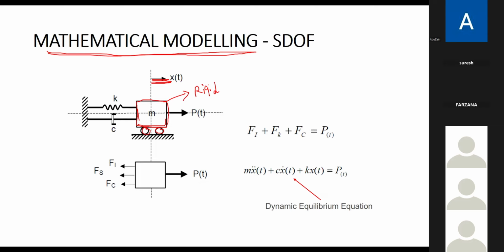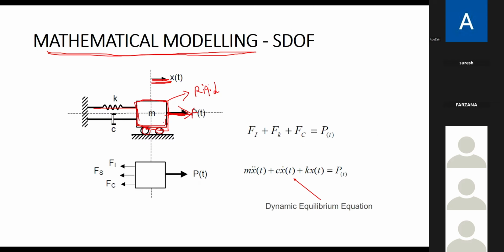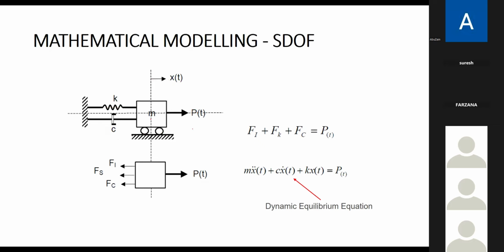When I apply a force f of t, my mass is going to move in this direction. Now, when the mass is moving in this direction, who is stopping my mass? The stiffness in the column. Here we saw the column has a stiffness. The stiffness is stopping my mass. Again, who is stopping my mass? This damping is stopping my mass. Okay, so this is the simplest representation of the mathematical model, and here they make a fixity.